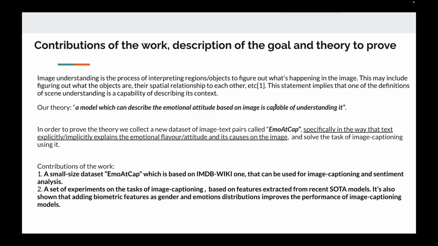So our contributions can be summarized as follows. We first of all present a new data set, which is based on IMDb Wiki, and we conduct a set of experiments on the task of image captioning, based on features which are extracted from recent SOTA models. And we also show that addition of biometric features such as gender or emotion distributions improves the performance of the models.